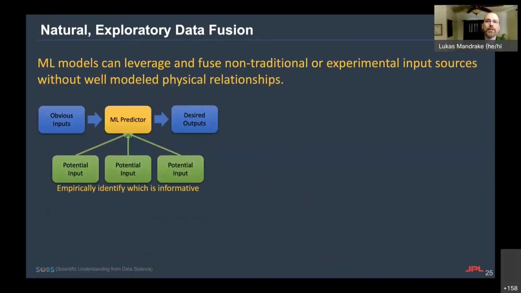Now let's move on to later phases of science maturity. In scenarios where we might not yet have a detailed physical understanding of how inputs combine to predict a particularly complex or troublesome physical state parameter, we can use machine learning to directly probe the prediction feasibility by providing it access to many possible informative inputs, as we saw.